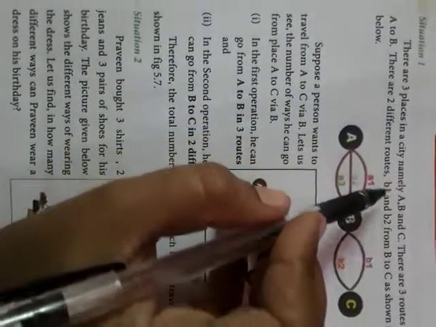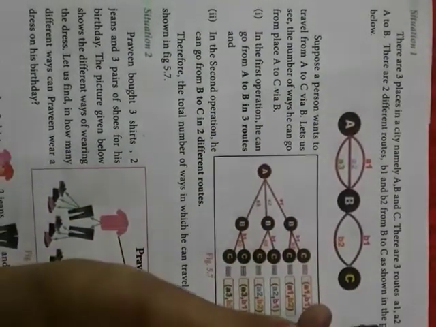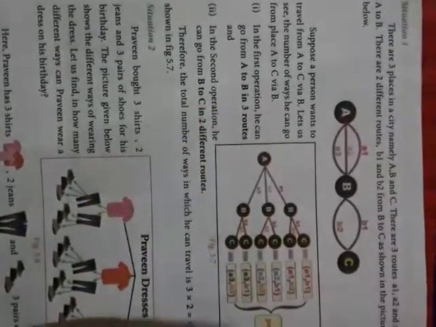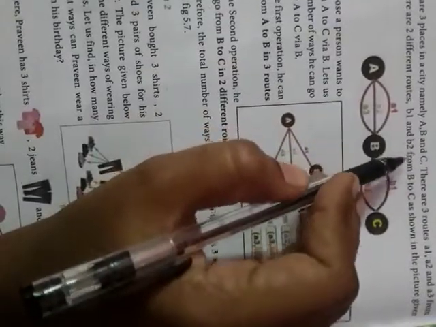Okay, let's see the multiplication example. There are 3 places in a city, namely A, B and C, and 3 routes as well. This is the difference between addition and multiplication. In addition, they give only one piece of information, but here they give two: the places and the routes. The routes are called A1, A2 and A3 from A to B. There are 2 different routes, B1 and B2, from B to C, shown in the diagram.